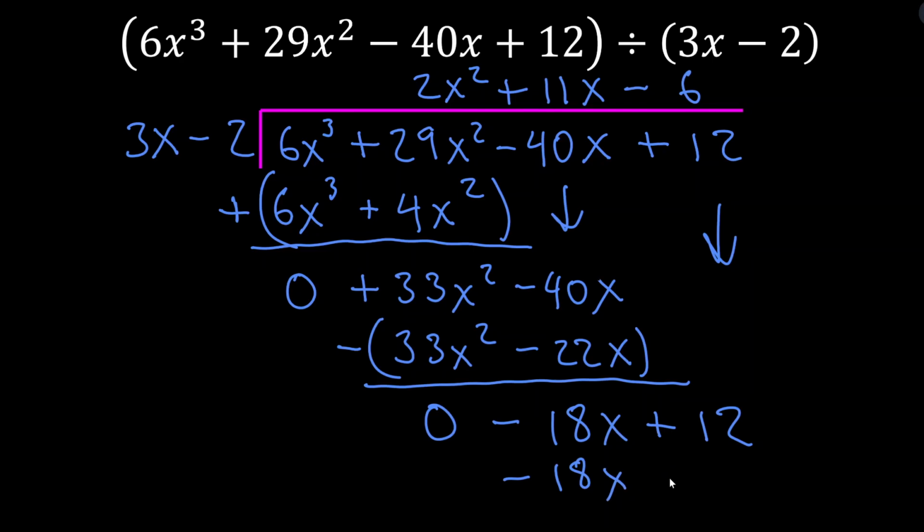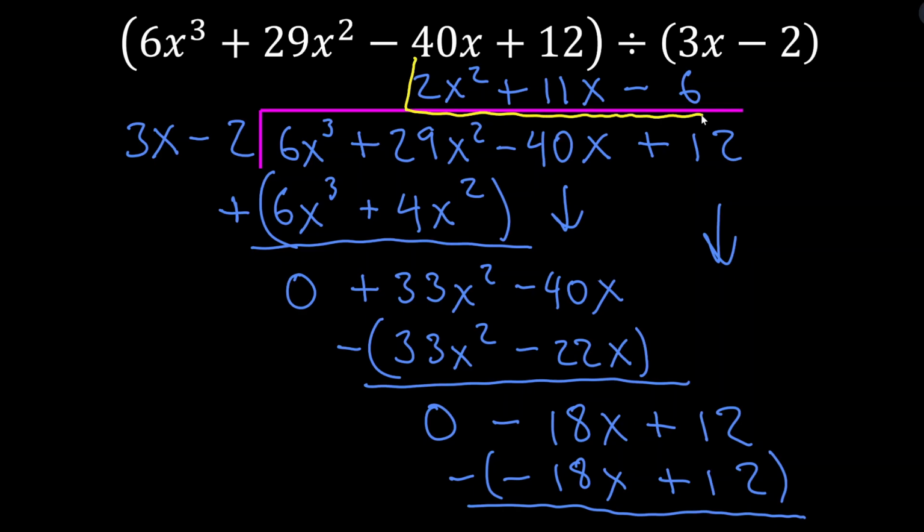And then negative times a negative is a positive, plus 12. These exactly line up. That's what happens, right? That means there's no remainder, because when we actually subtract these, we get 0 and 0. There's nothing left, which means what do I multiply 3x minus 2 by to get 6x cubed plus 29x squared minus 40x plus 12? That's exactly this, 2x squared plus 11x minus 6. You could try it on your own if you want. So this is the answer to our division problem. This is the quotient. And let's move on to the next example.